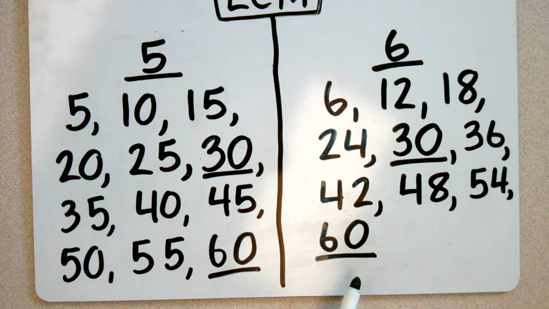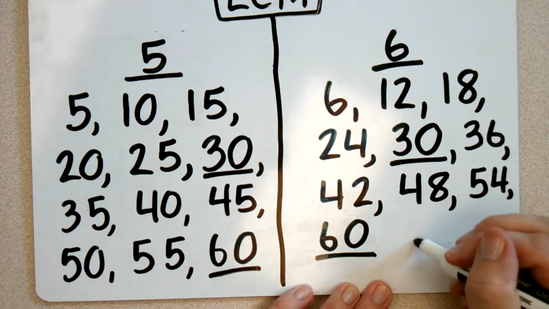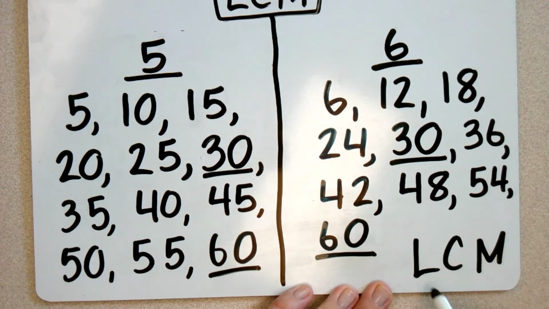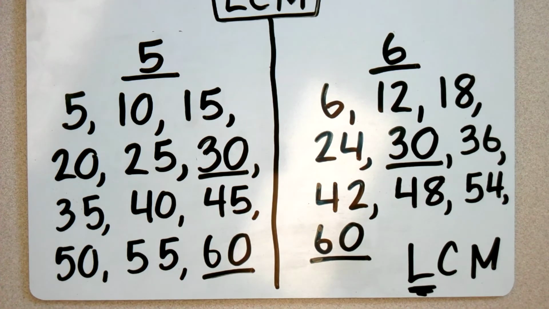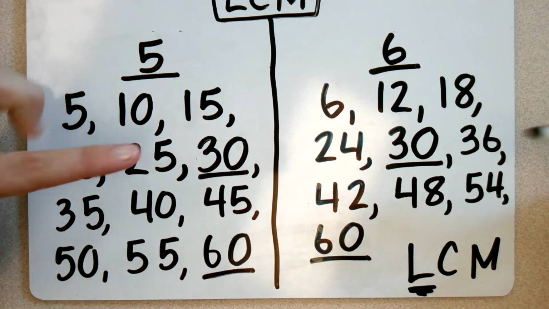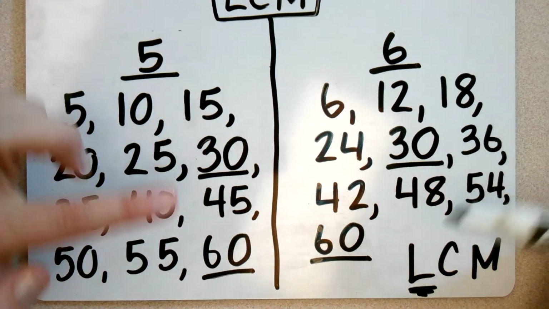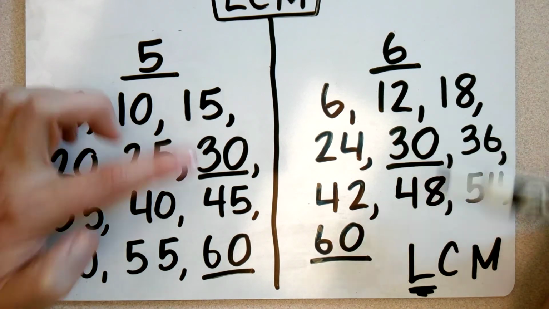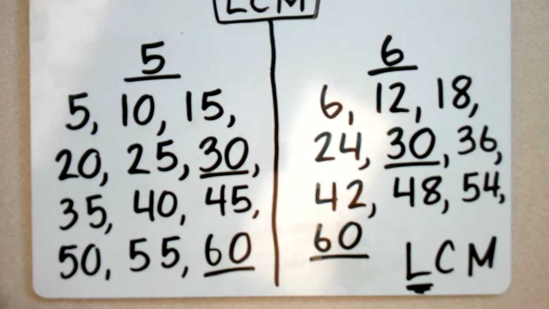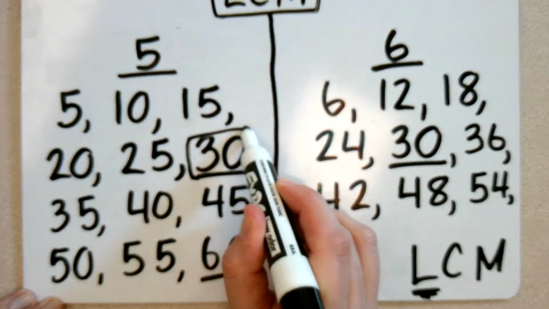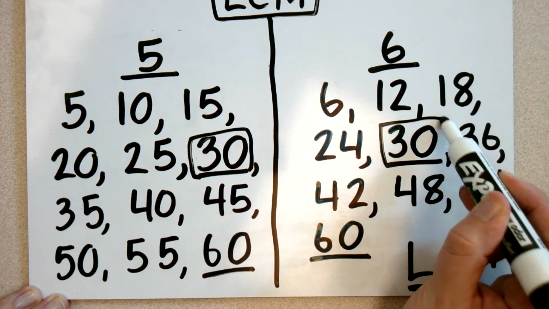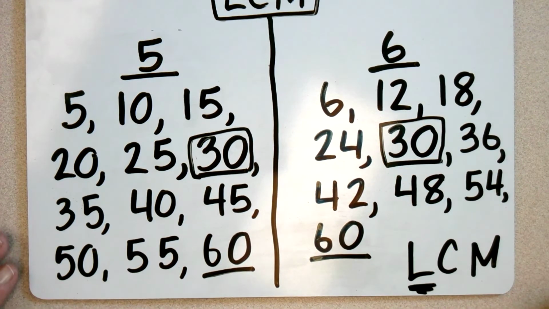But since we're working with the LCM, which means lowest, we want the lowest multiple that they have in common. So would the lowest common multiple be 30 or would it be 60? Which number is lower? The answer is 30. 30 would be the lower number. 30 is the LCM of 5 and 6. It's the lowest multiple that the two numbers have in common.